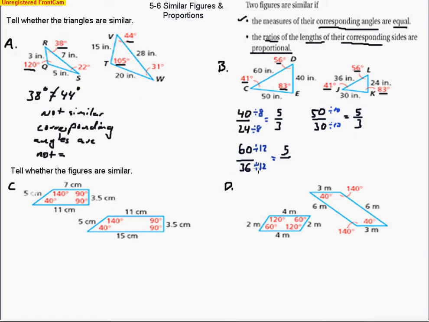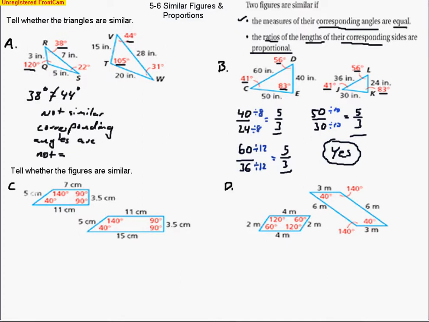36 divided by 12 is 3. See, 36 inches is 3 feet. And look, we have the same number. 5/3, 5/3, 5/3. They're all the same. They are proportional. So we'd say, yes, these two triangles are similar.